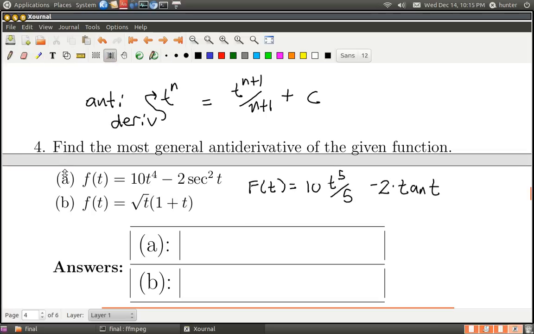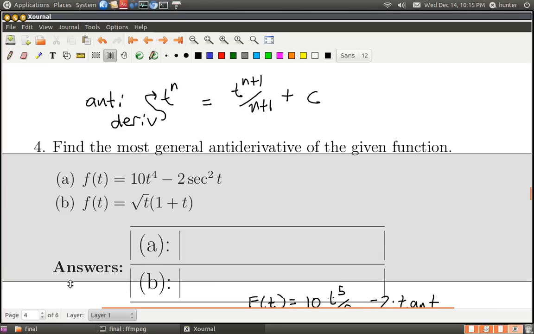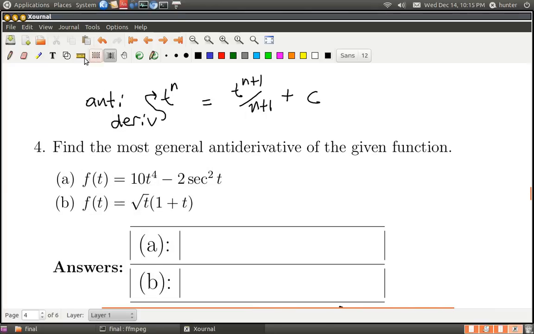Okay. So for this next one, it's a product. There's kind of something that's like a reverse product rule, but we don't know it yet. And so the only way we can do this is to multiply it out. So first, before you do anything, just multiply this out. I'm doing part B here.